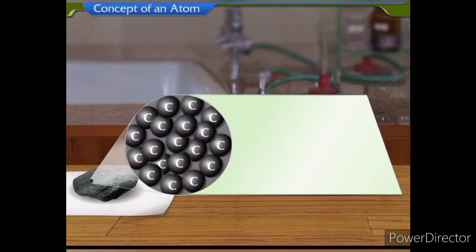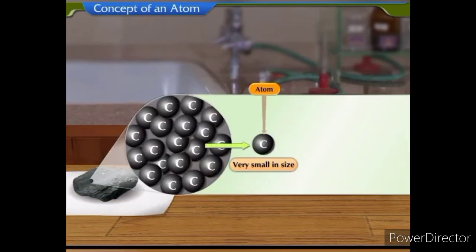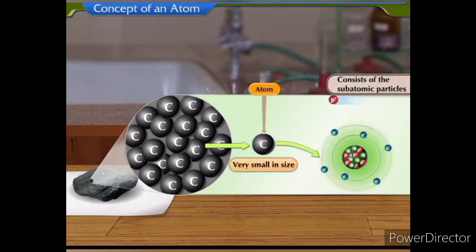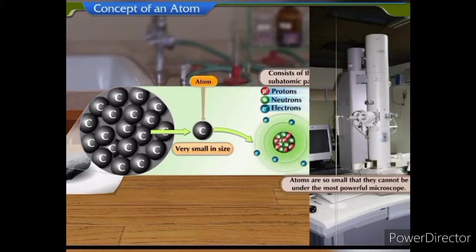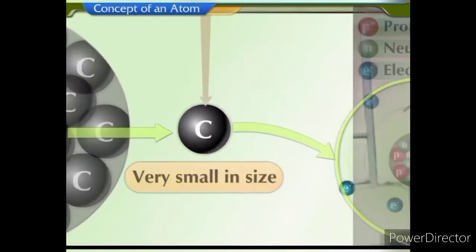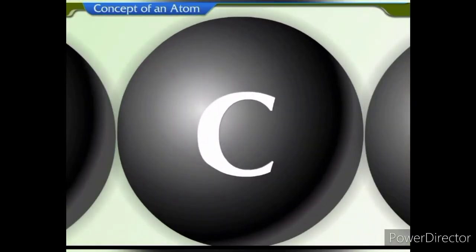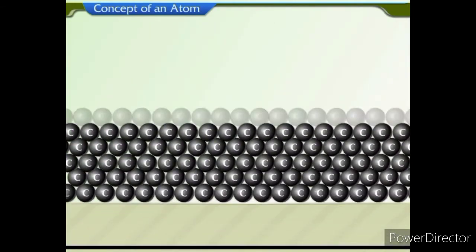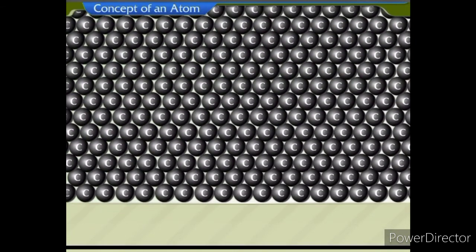We know that an atom is very small in size and that an atom consists of the subatomic particles protons, neutrons, and electrons. Atoms are so small that they cannot be seen even under the most powerful microscope. About 1 million atoms stacked up one over the other would roughly equal the thickness of a sheet of paper.